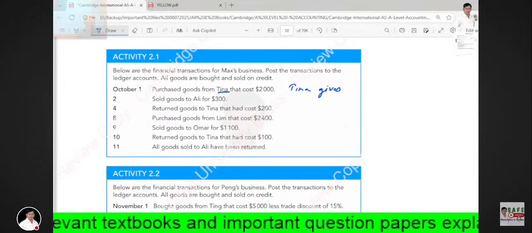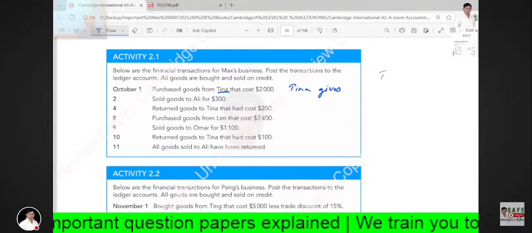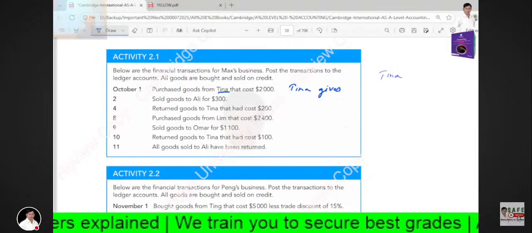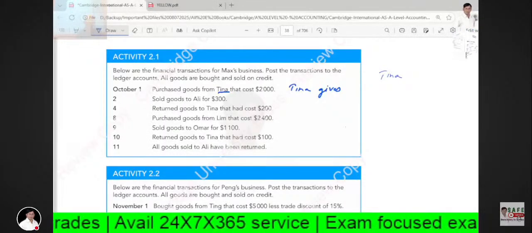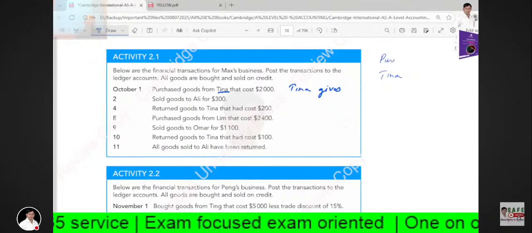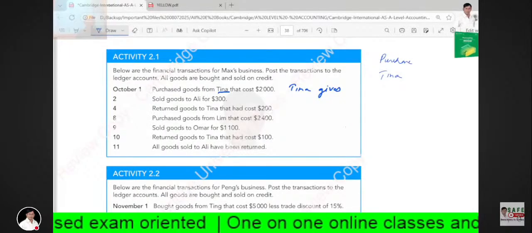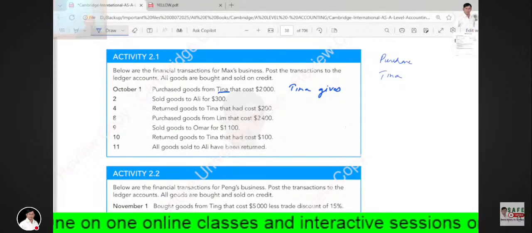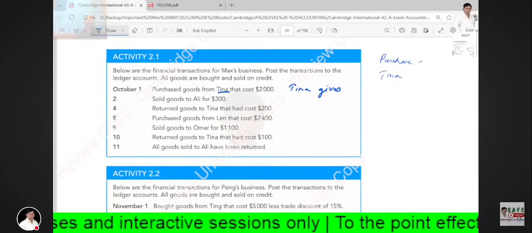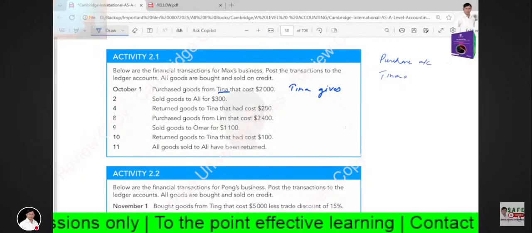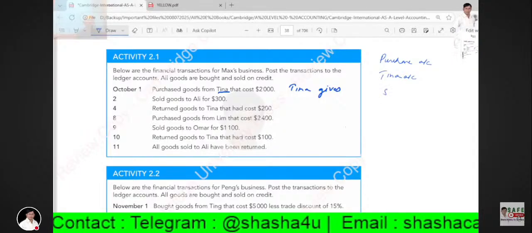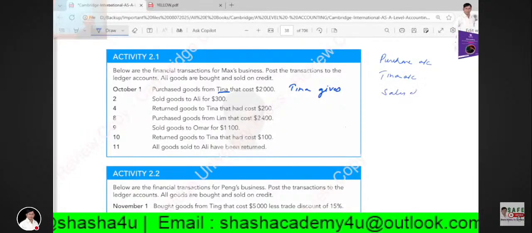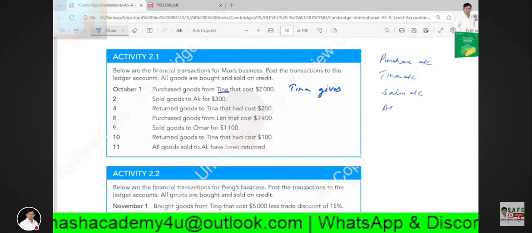So we need to prepare Tina's account. We need to prepare purchase account, because goods are purchased from Tina, right? So purchase account, Tina account. Then sold goods to Ali. So sales account, Ali account.